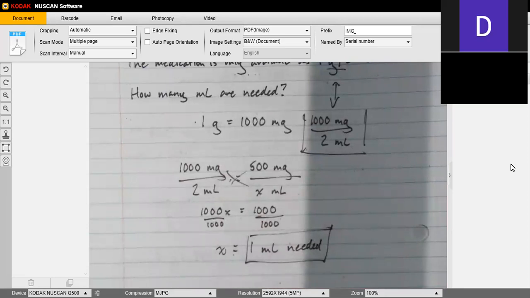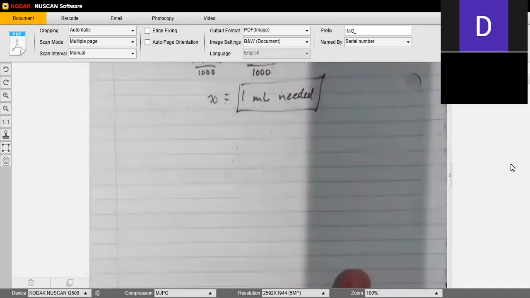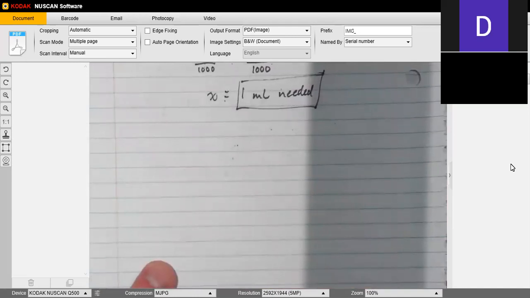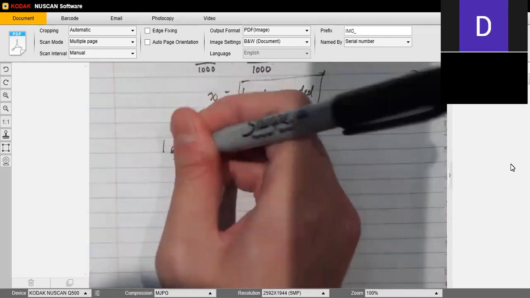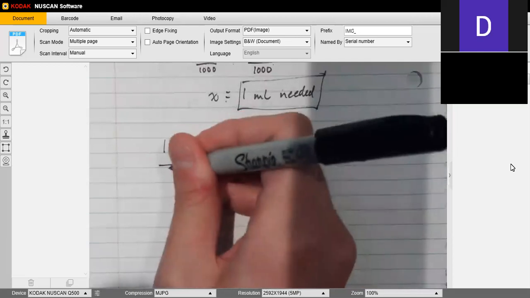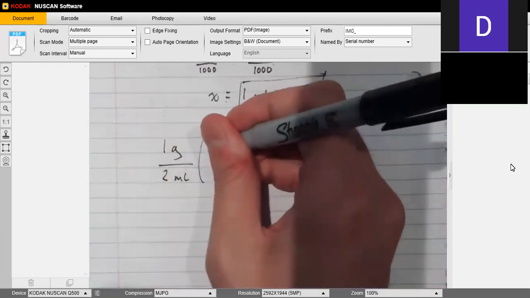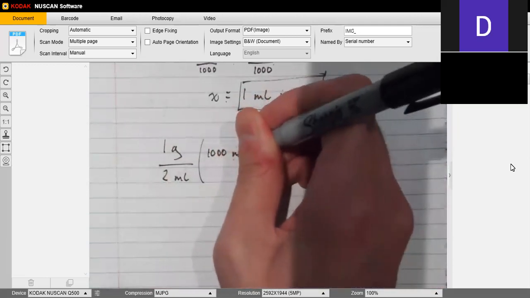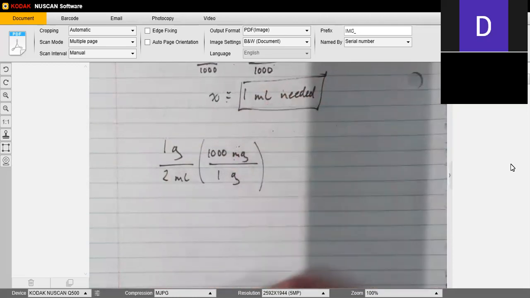Now, you can also use dimensional analysis for this. I understand that this chapter is for ratio and proportions, but I'll show you the dimensional analysis method too, because that way you can cancel out all of those nasty conversion factors all in one go. So we have 1 gram for 2 milliliters, that's our solution. We want to change those grams to milligrams, so we set it up as 1,000 milligrams is equivalent to 1 gram.